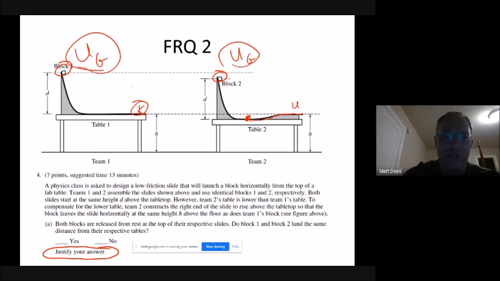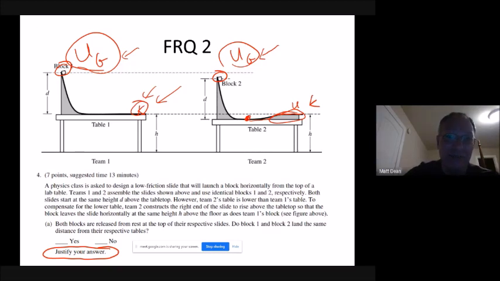in situation 1, table 1, all of the potential energy is now kinetic. In situation 2, most of that initial potential energy is kinetic, but a little bit of it got converted back into potential again, gravitational potential. What that means is that the block from table 1 has more kinetic energy when it leaves the table than it does here. Well, kinetic energy is about velocity.